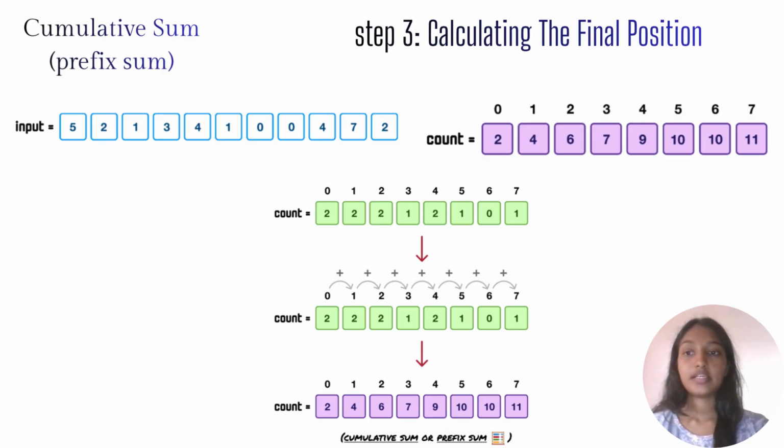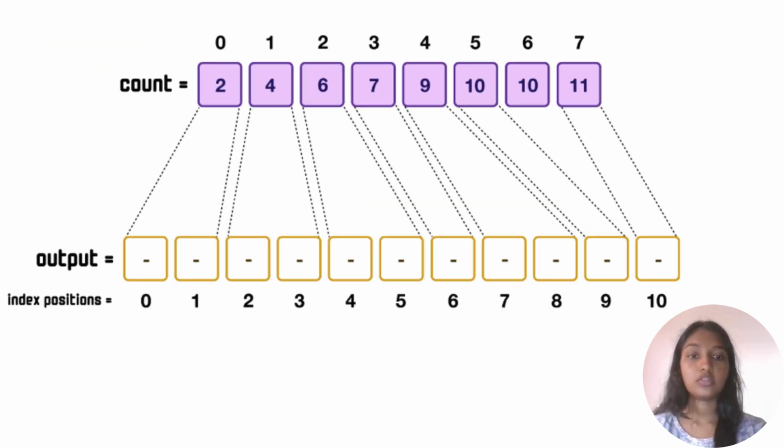So if we translate each value into index positions, it will look like this. Because index positions start at 0 and our cumulative sum values start at 1, the numbers are offset by 1 when we look at the output array to determine the final index positions of our sorted values.